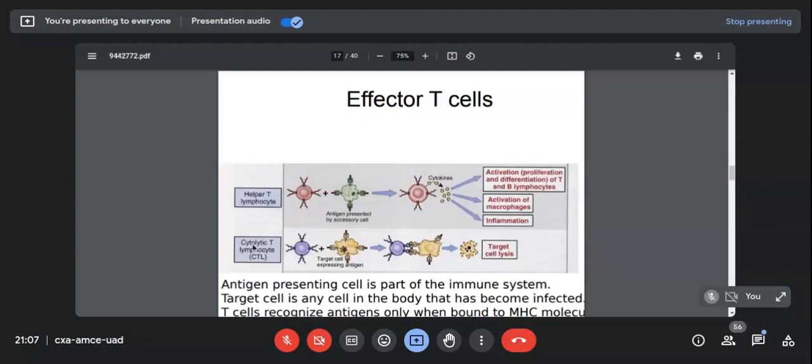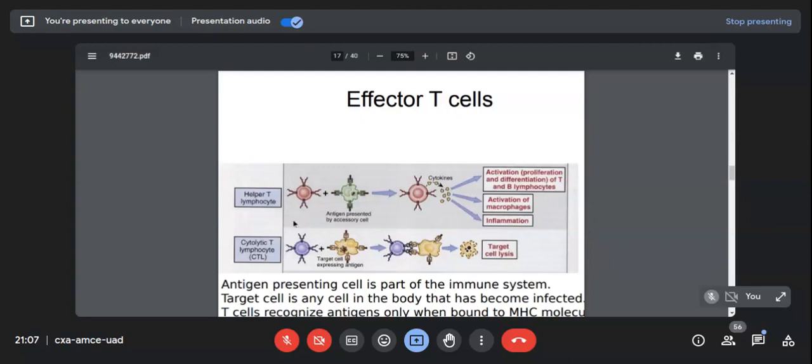Then we also have what we call the cytolytic T lymphocytes, CTL for short, or cytotoxic T cells. In other words, this is the second type of T cells. We also have what we call T regulator cells, but I won't talk about them now. They're not very important. My main focus is on the alpha T cells and the cytotoxic T cells.